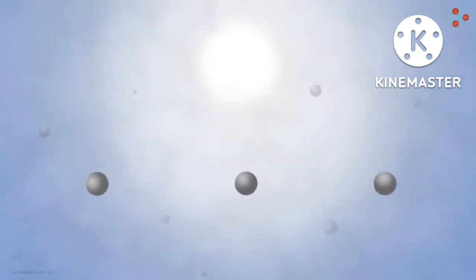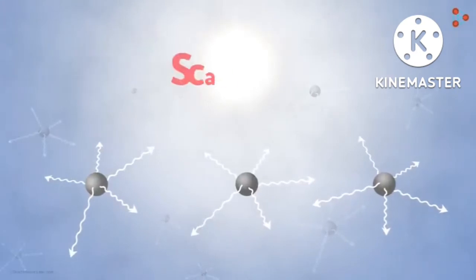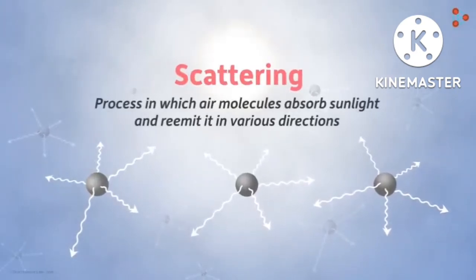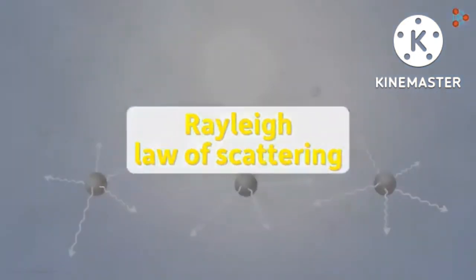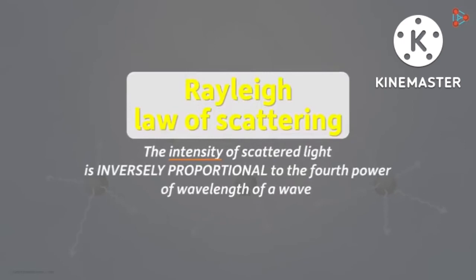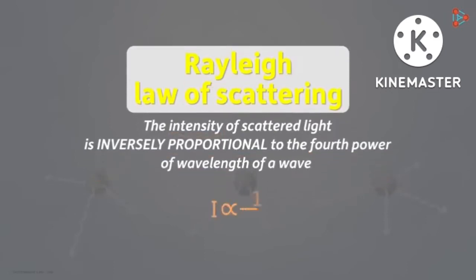When sunlight strikes these molecules, it gets scattered. Scattering is a process in which the light is absorbed by the atoms and re-emitted back in various directions. However, not all the light is scattered equally. The amount of light that will be scattered is given by the Rayleigh law of scattering. It says that the amount of scattered light, or the intensity of the scattered light, is inversely proportional to the 4th power of the wavelength of a wave. I is inversely proportional to lambda to the 4th power.